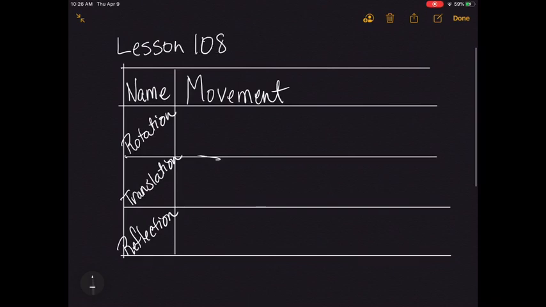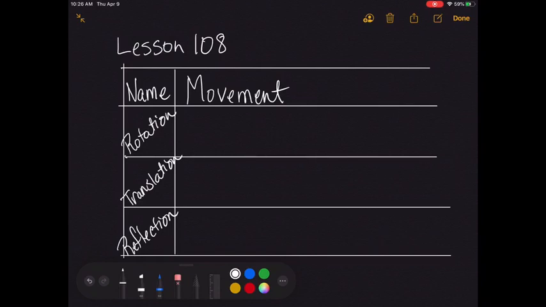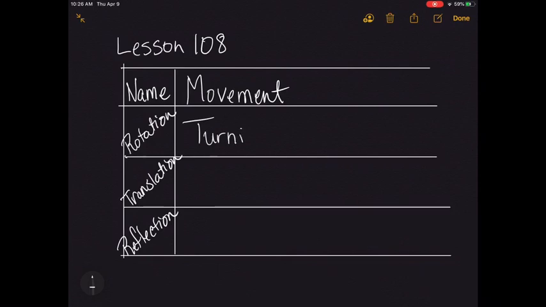Okay, lesson 108 is about transformations. Okay, so there are 3 different transformations that we will be looking at: rotation, translation, and reflection. So a rotation is basically turning a figure about a certain point.